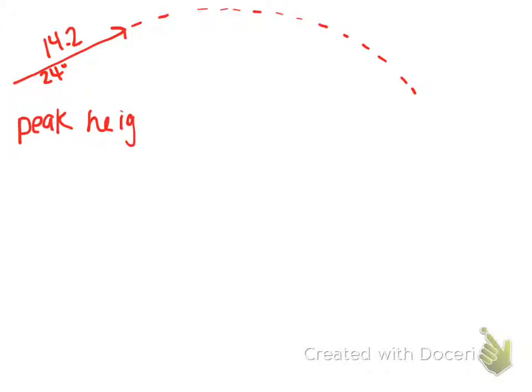Let's say that I throw a ball at an angle of 24 degrees and it has a velocity of 14.2 meters per second. I want to find out its peak height, and I want to find out how far it traveled.